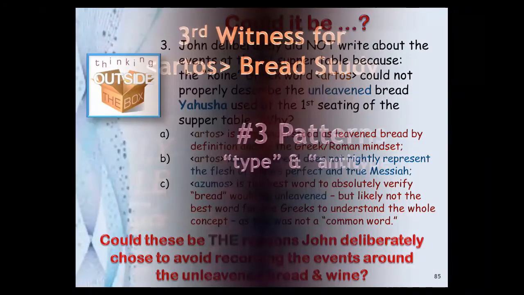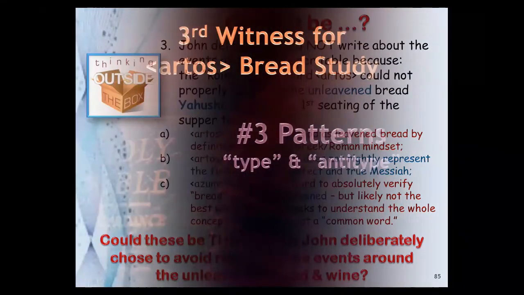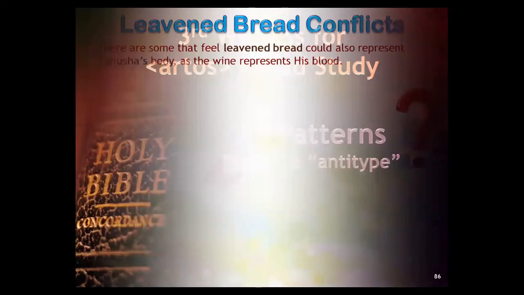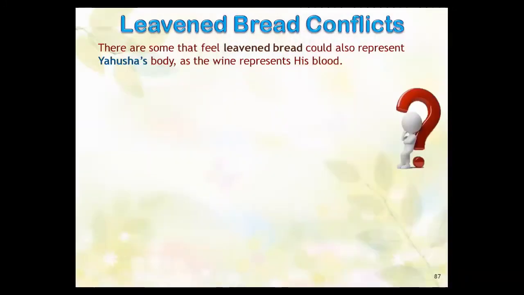Well, we're ready to wrap it up with our third witness about artos in this bread study. And we want to look at patterns between type and antitype. Leavened bread conflicts. It absolutely does. There are some, though, that feel leavened bread could also represent Yahusha's body as the wine represents his blood. And in a lot of the Christian denominations today, they do serve leavened bread and their drink in churches, and you know that. There's a lot of confusion.